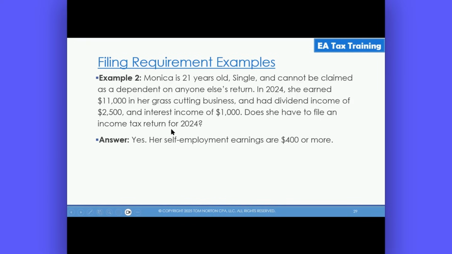She is not going to owe any income tax because her total earnings were less than the $14,600, but she will owe self-employment tax, so she does have to file a Form 1040.